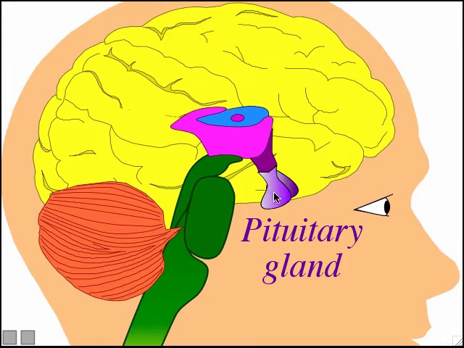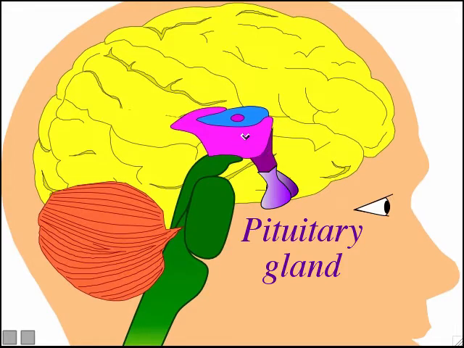And yes, the pituitary gland is connected to your hypothalamus, and in fact the hypothalamus controls the pituitary gland. The hypothalamus tells the pituitary gland what hormones to secrete and how much of those hormones to secrete. Well, that's all we're going to talk about for the diencephalon region of the brain.